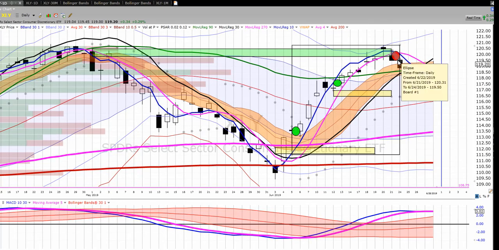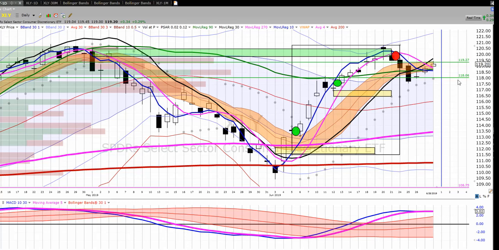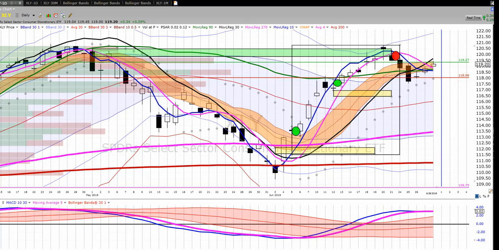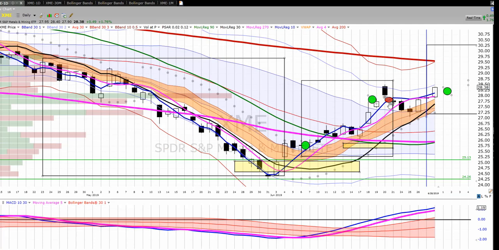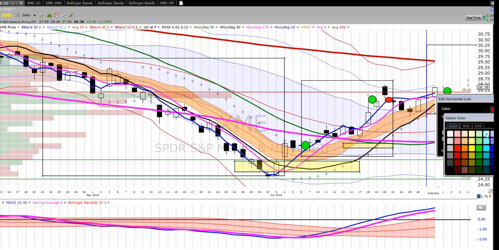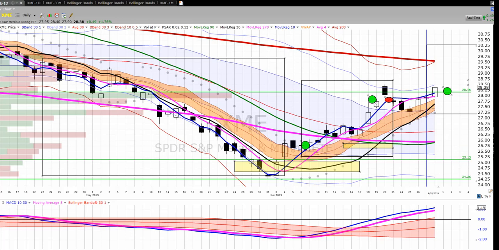2 scoops and a cash here on consumer discretionary. I like this one long and short here with a stop here. 2 scoops, exit, re-entered here. And we got to have our stop right there.